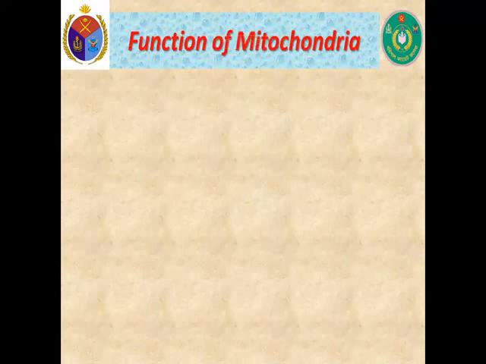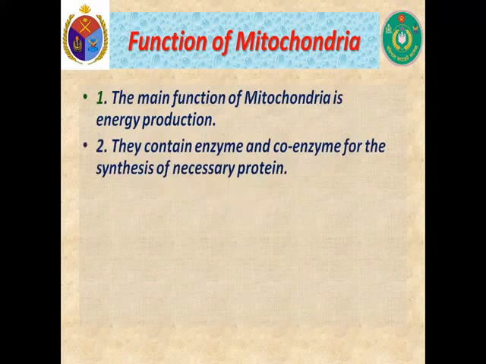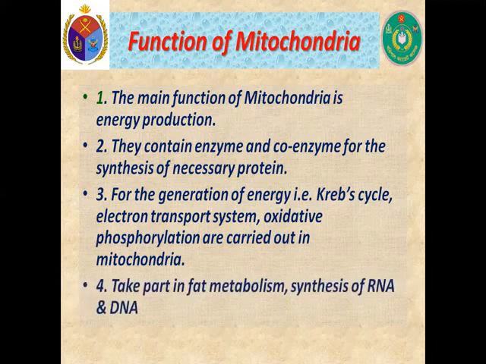My dear cadets, now function of mitochondria. The main function of mitochondria is energy production. They contain enzymes and coenzymes for the synthesis of necessary proteins. For the generation of energy, processes like Krebs cycle, electron transport system, and oxidative phosphorylation are carried out in mitochondria. Number 4, they take part in fat metabolism and synthesis of RNA and DNA.